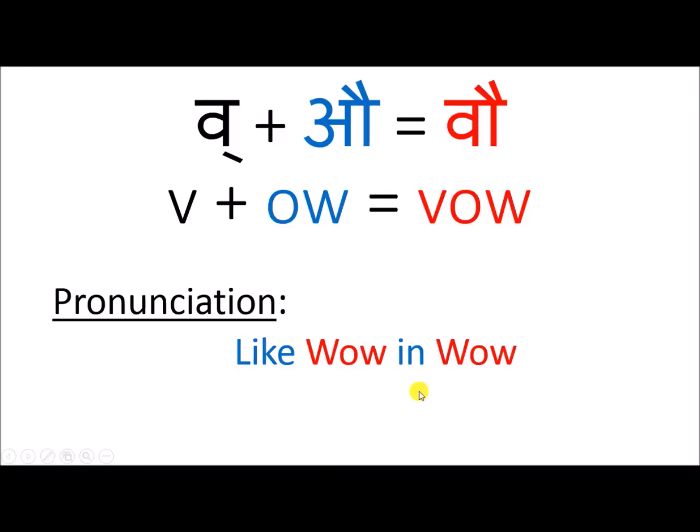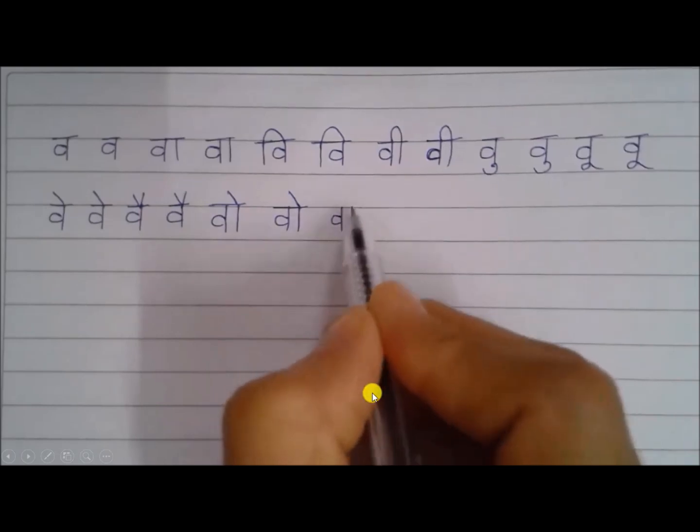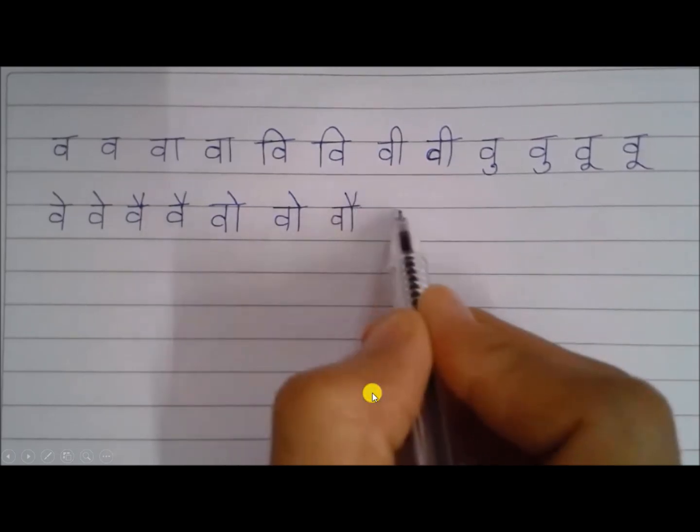Okay. The next sound is wow. We get this sound wow when we add V to ow. V plus ow equal to wow. And wow is pronounced like W-O-W, the word wow itself. Okay. And wow is written like this.